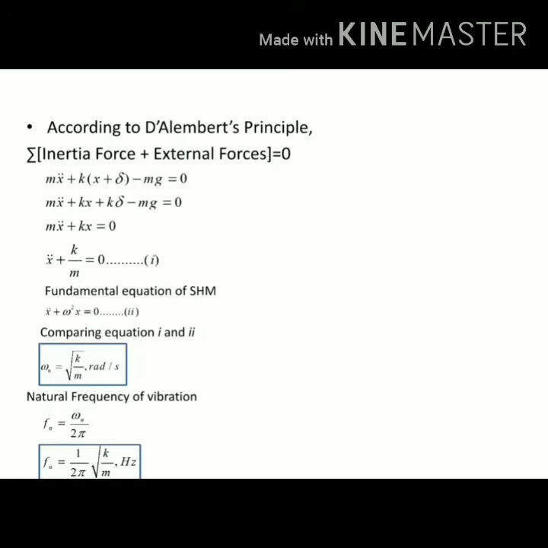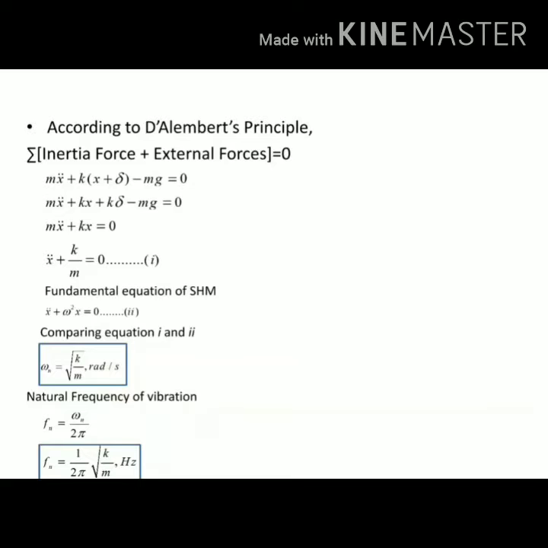So we can write x double dot plus k by m x is equal to 0. We know that fundamental equation of simple harmonic motion, x double dot plus omega square into x is equal to 0. So comparing equation 1 and 2, we can write omega n is equal to under root of k by m, where omega n is circular natural frequency, where k is stiffness and m is the mass.